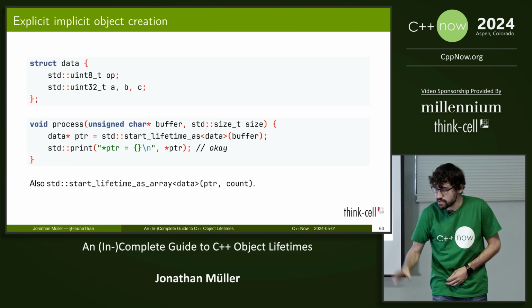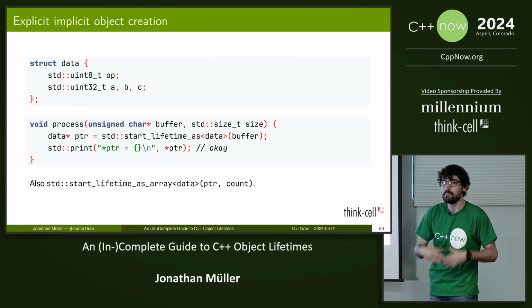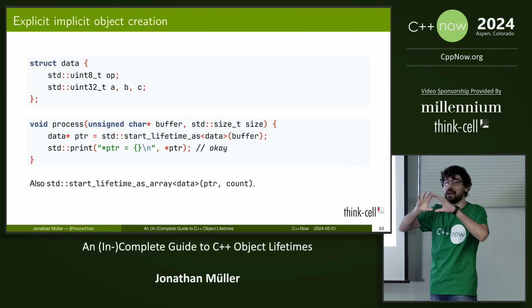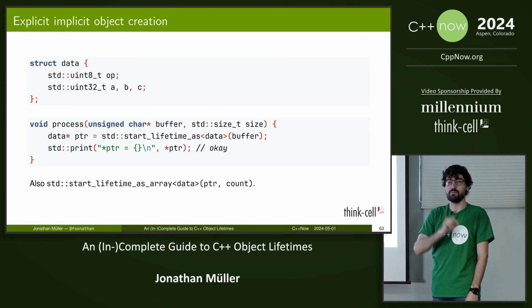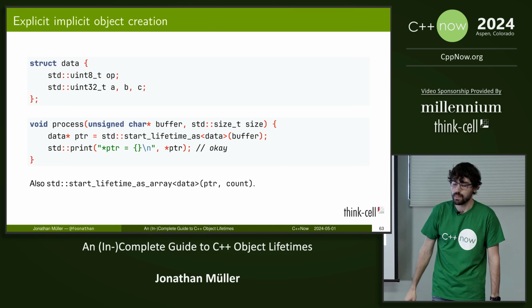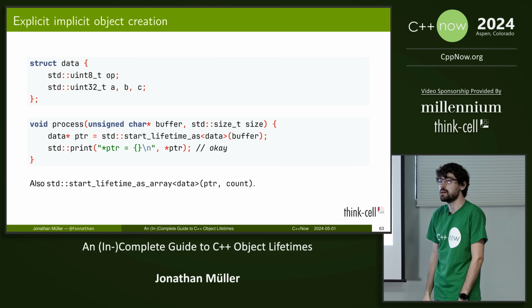So the fix is to call std::start_lifetime_as. start_lifetime_as is like placement new, but it really doesn't do anything. So we just say, this is a buffer, start the lifetime of a data object in there and give me a pointer. And then we can use it. Right? This is fine. Yes? And if there already is an object logically there, it just doesn't do anything? Yes.